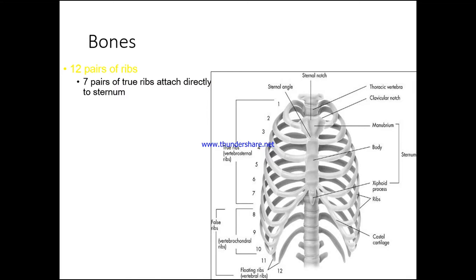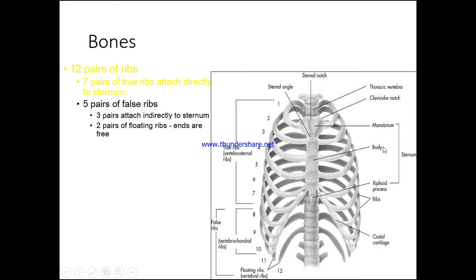So let's just look at the articulation of the ribs with the vertebral column. There's 12 pairs of ribs: 7 pairs of true ribs attached directly onto the sternum itself, which we can see here, and the 5 pairs of false ribs, 3 attached indirectly to the sternum, and 2 pairs of floating ribs, whose ends are free, which we can just see down here. We can see these floating ribs, and then we can just see this communication of the other ribs.